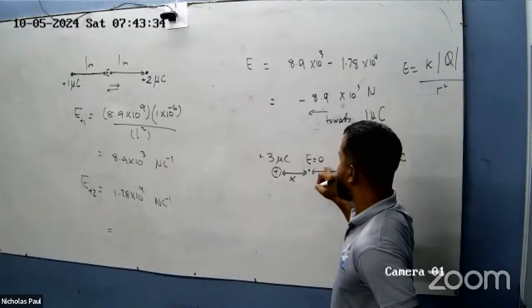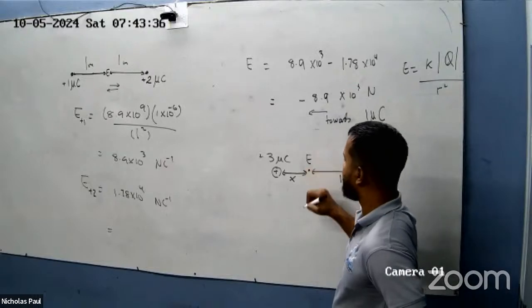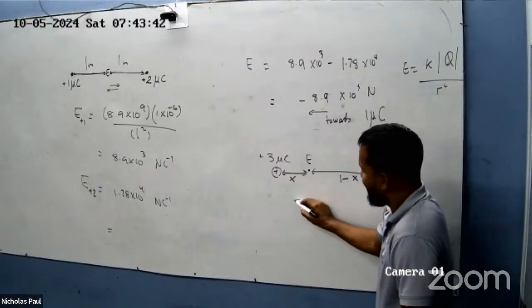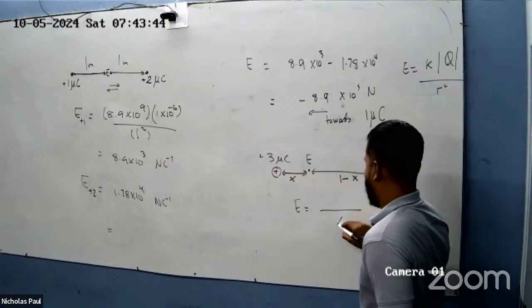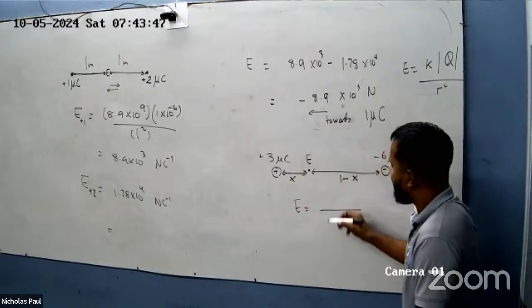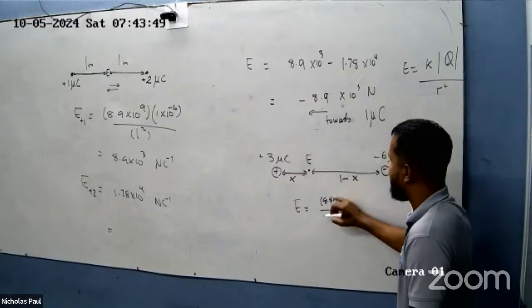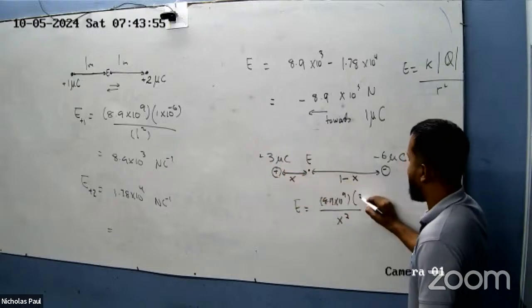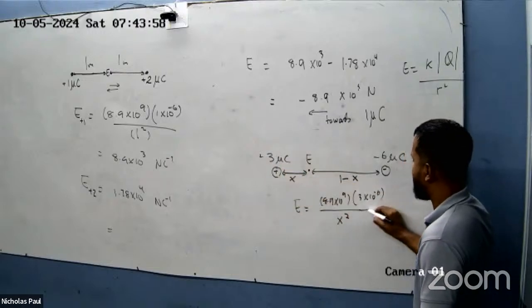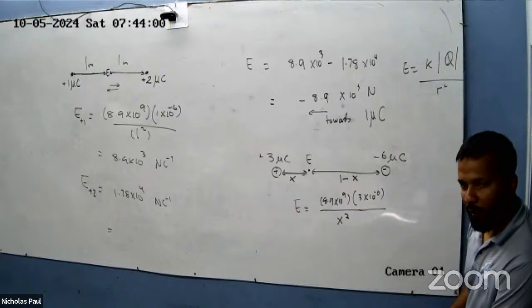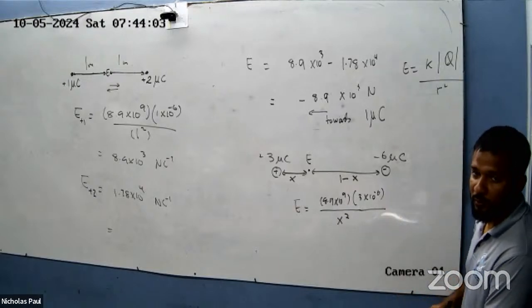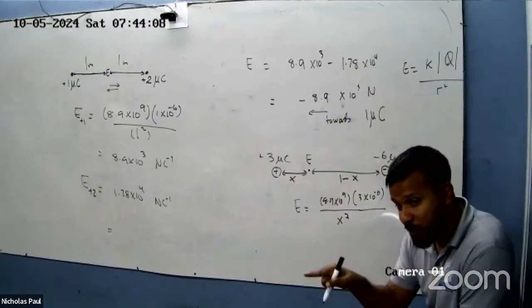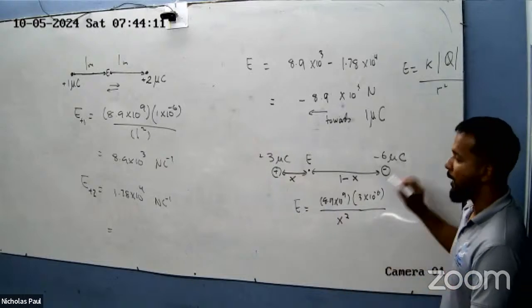Right, so, sorry, it's not E is 0, E is equal. This is x squared. This is 8.99 by 10 to the 9, and I'm using the modulus here, so that'll be 3 by 10 to the -6. Always using modulus for electric field strength, but for electric potential you'll need the signs.